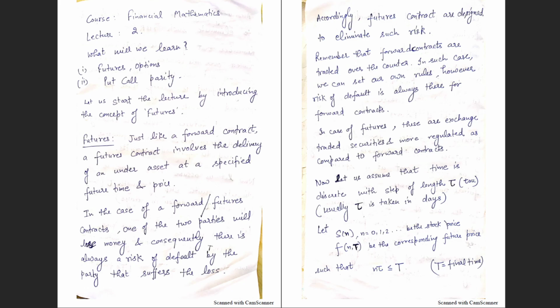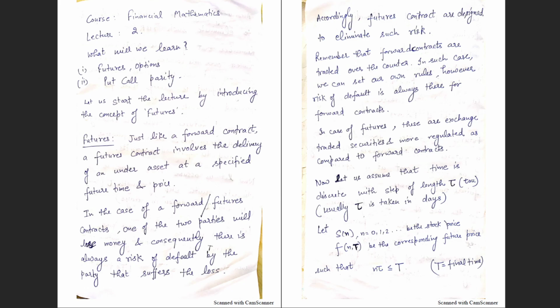So in the very first step we assume that time is discrete, with steps of length tau. Usually suppose it is in days, so 1 day, 2 days, 3 days, 4 days. If you represent the stock price by S of n, n is 0, 1, 2, and so on, that you can find on page 2 of lecture 2. So S of 0 means the initial time, S of 1 means the stock price after 1 day, S of 2 means the stock price after 2 days, and so on, right?